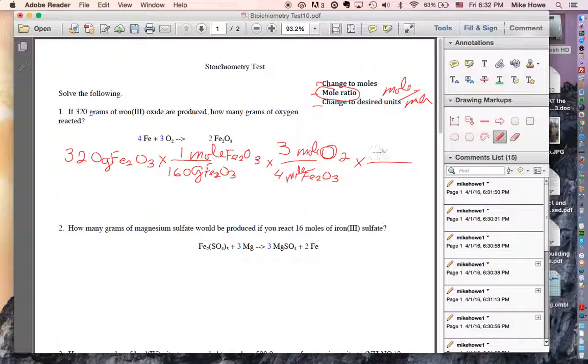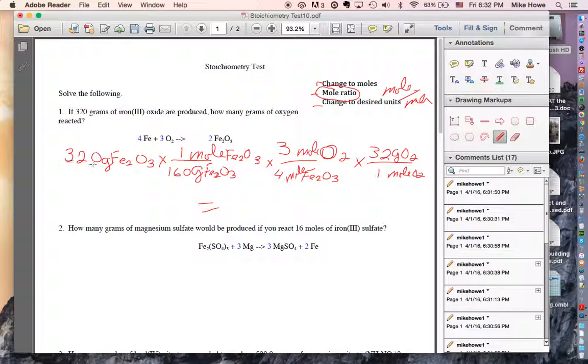Then we would have 32. Well, first of all, you put moles down here. You put grams of oxygen on the top. And there'd be 32 grams for every 1 mole. I get 32 by using the formula weight of oxygen, 16 times 2.